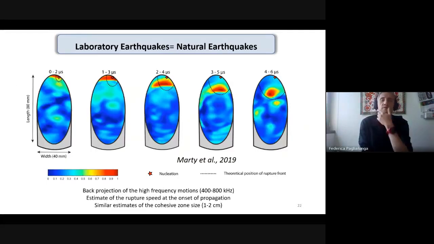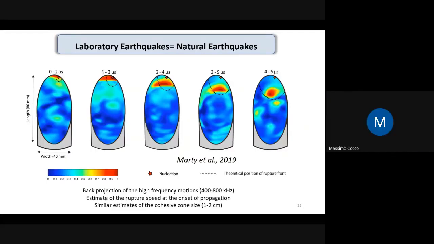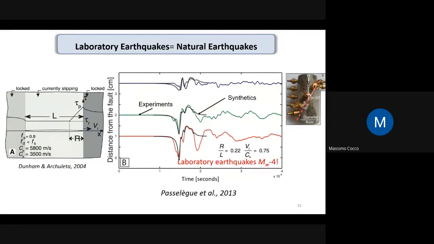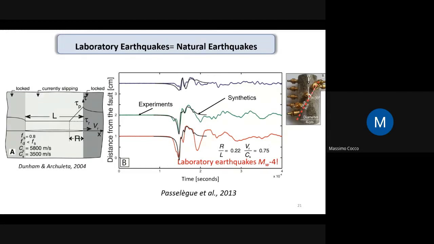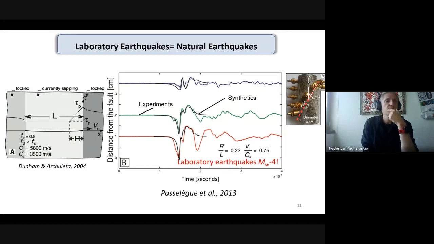So also, I wanted to show François, you. François, yes. Can I ask you a question? Because I didn't catch the analogy between lab and natural earthquakes. How did you compute the synthetics, through a dynamic code or through a kinematic modeling? No, so in that case, it's a model of Denham and Arculeta, so it's a steady state rupture model.